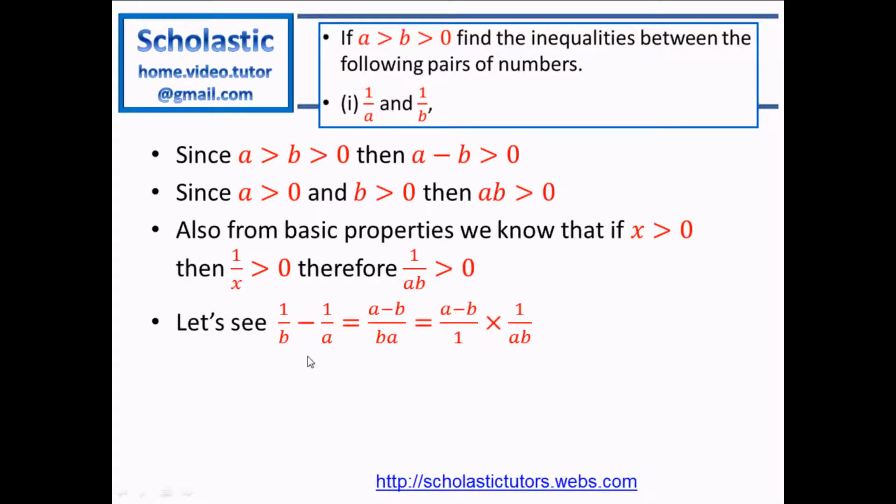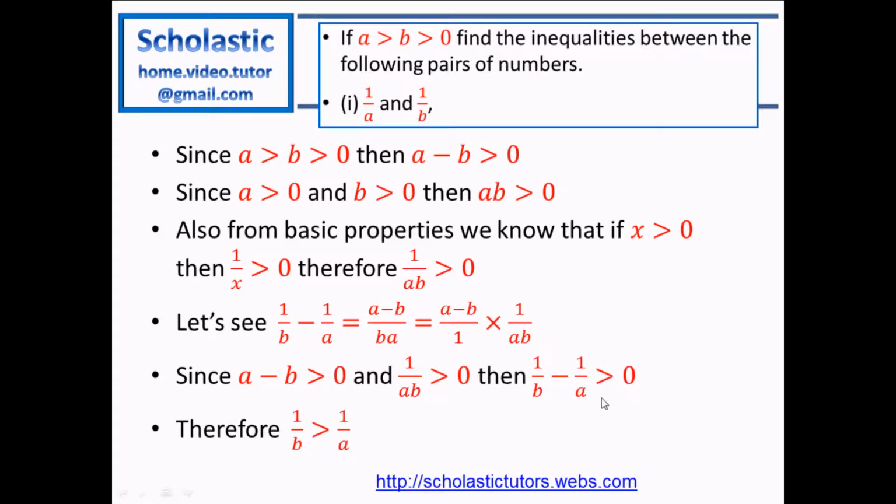Now let's see this expression, 1 over b minus 1 over a. Take the common denominator ab, and with cross multiplication, 1 times a minus 1 times b, it is equal to a minus b over ab, which is a minus b times 1 over ab. Just divide into two factors. The first factor, a minus b, is greater than 0. The second factor, 1 over ab, is greater than 0. Therefore, when you multiply these two, the product is also greater than 0. Therefore, 1 over b minus 1 over a should be greater than 0.